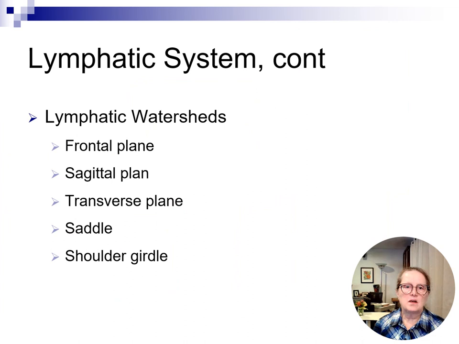Watersheds follow the frontal, sagittal, and transverse planes of the body. In addition, we have watersheds at the saddle and shoulder girdle area. The regional drainage areas of the body drain toward the regional lymph nodes located in each axilla, supraclavicular fossa, along the sternocleidomastoid muscle, in the inguinal region, in the abdominal wall, pelvic region, mesenteric region, popliteal fossa, and cubital fossas.